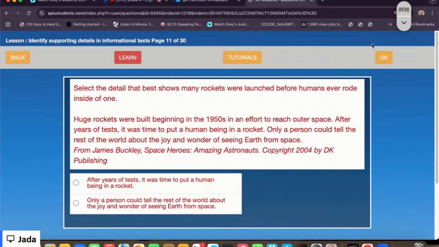So, what do you think is the answer to this? Huge rockets were built beginning in the 1950s in an effort to reach outer space. After years of tests, it was time to put a human being in a rocket. Only a person could tell the rest of the world about the joy and wonder of seeing Earth from space. So, is it the first or the second?